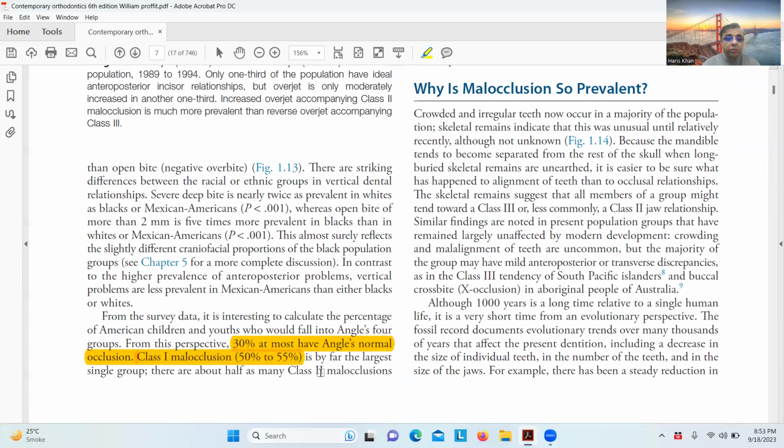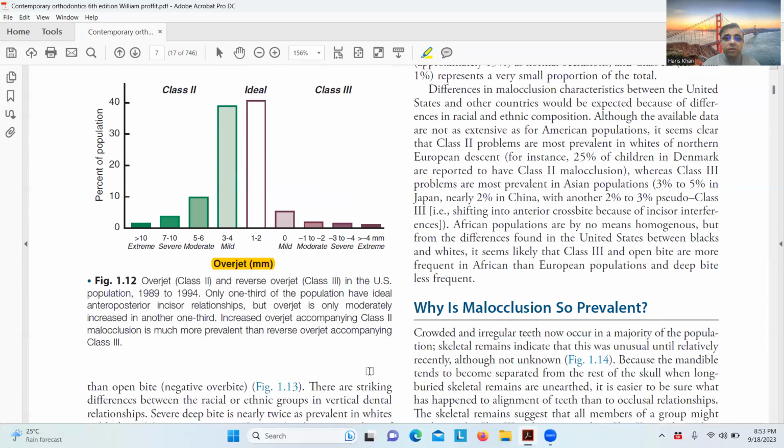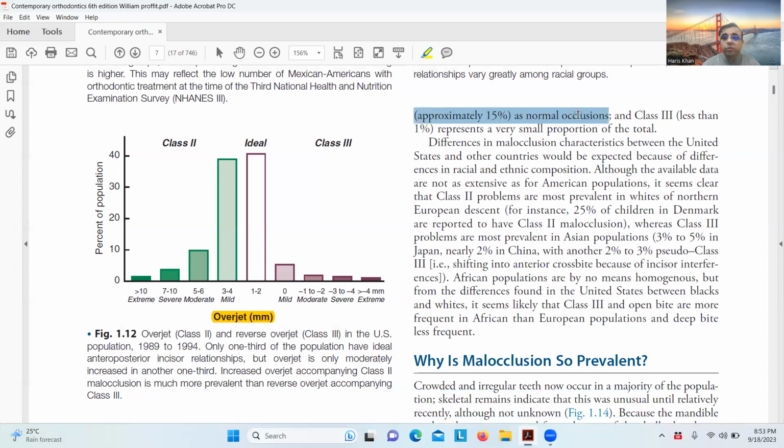50-55%, they're almost half. 15% class 2 and class 3 less than 1%. That is for the American. We know that there is a difference in the British and American for the incidence.